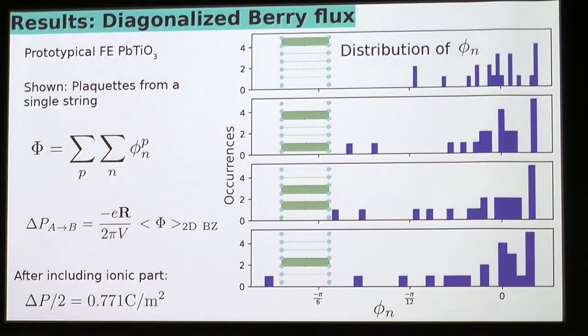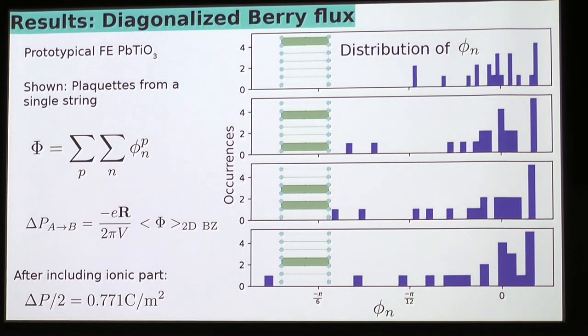So okay, I can show you some actual real results. If we take ferroelectric lead titanate, I'm just showing plaquettes from a single string, and what I'm showing here are the distribution of these individual phases, these diagonalized Berry fluxes or Wilson loop eigenvalues. I've marked the plaquette each corresponds to. This is a 6 by 6, or I guess 6 along this direction, sampling. Some of them have 2 plaquettes highlighted because those plaquettes are related by time reversal symmetry and give the exact same set of Wilson loop eigenvalues.